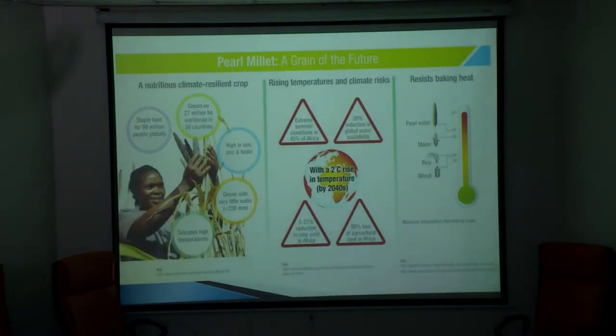As I told, we are now facing a lot of adverse climatic changes like global warming, drought and sometimes flood. Under such adverse conditions, this is a promising crop, where other crops like wheat, maize or rice fail. It is expected that by 2040 there will be a 2 degree rise in global temperature. This is not favorable for rice, wheat or maize, but this crop promises to give a better yield. So we can say that pearl millet is a grain for the future. It can provide nutritional as well as food security to the burgeoning population.